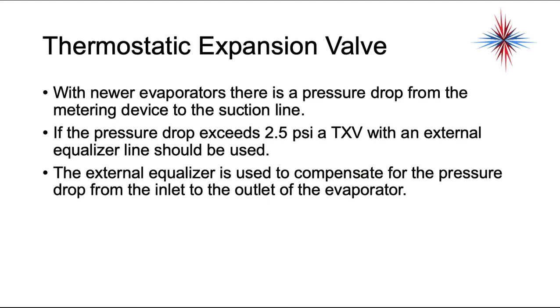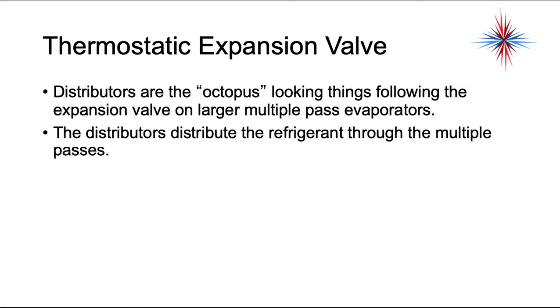With newer evaporators, there's a pressure drop from the metering device to the suction line. The newer, very long evaporators, sometimes double wrapped. If the pressure drop exceeds 2.5 psi, a TXV with an external equalizer line should be used. The external equalizer is used to compensate for the pressure drop from the inlet to the outlet of the evaporator.